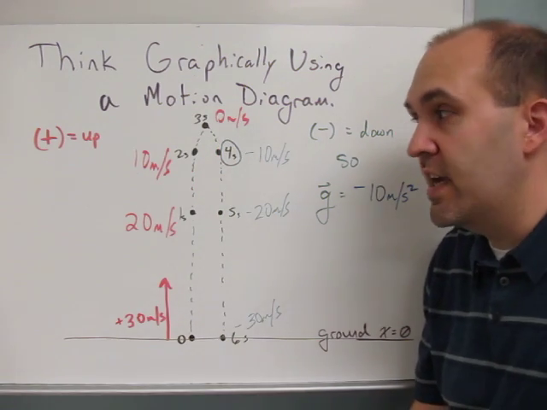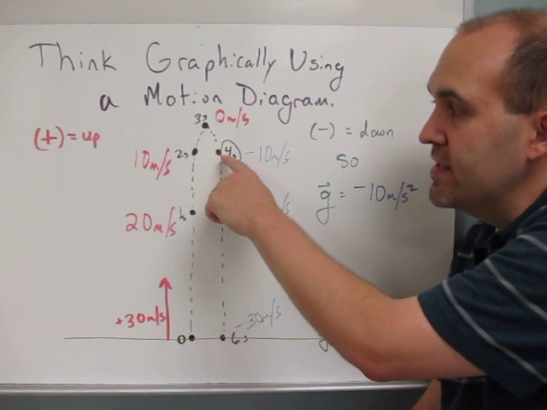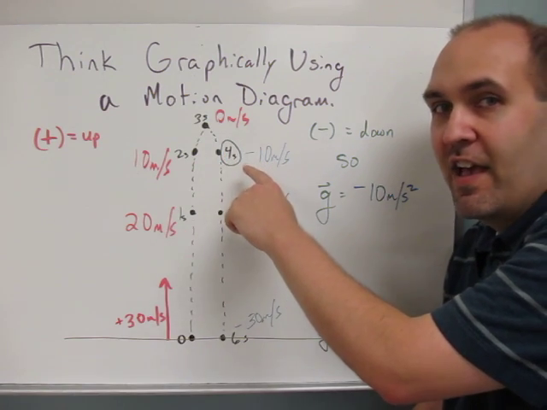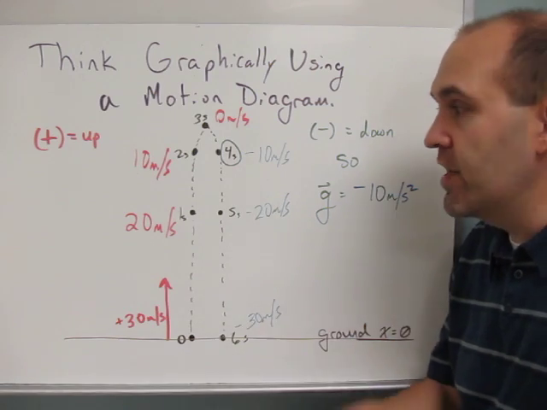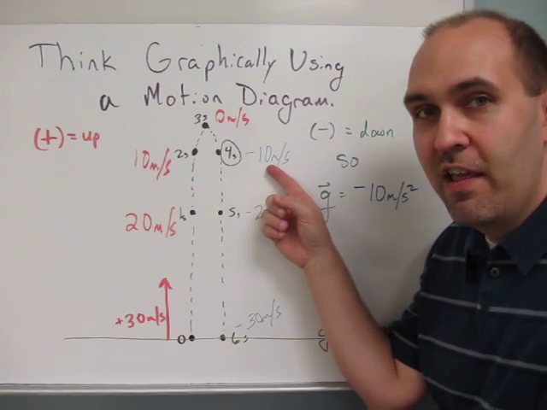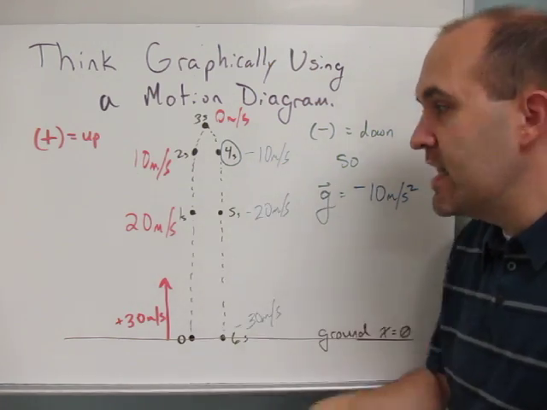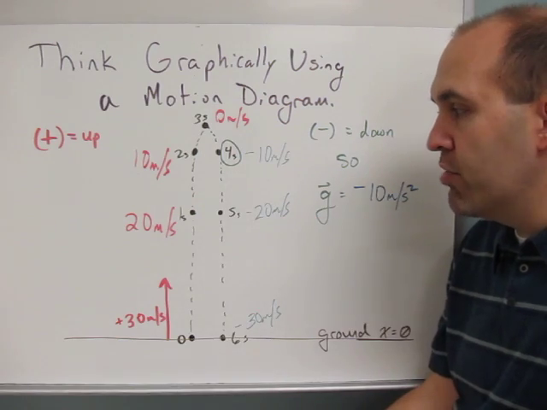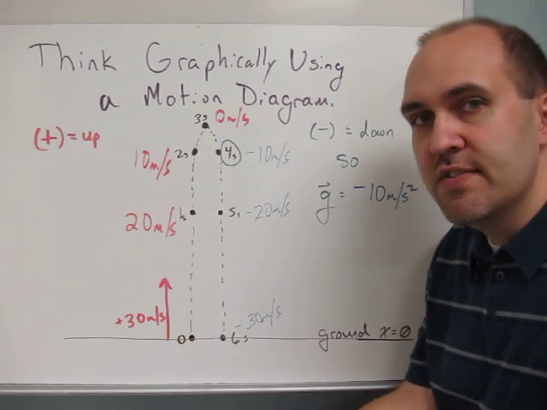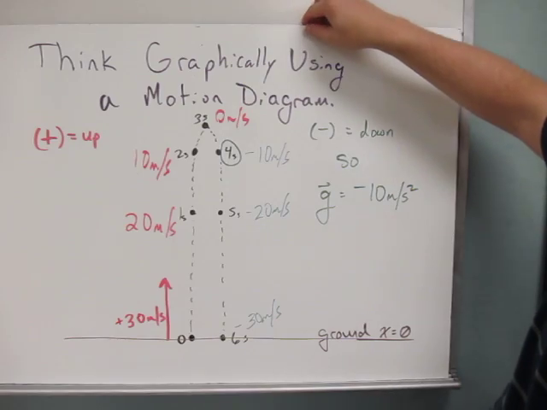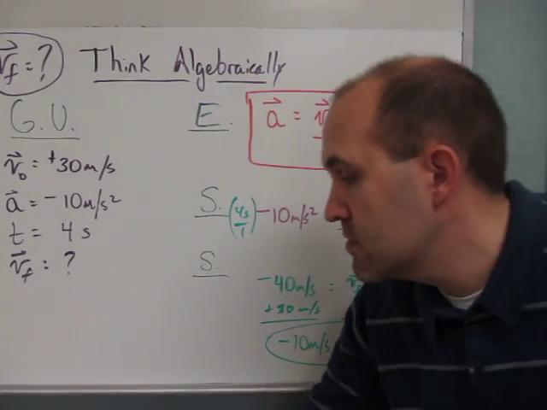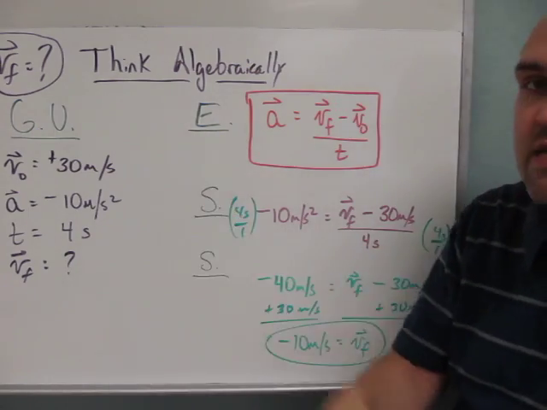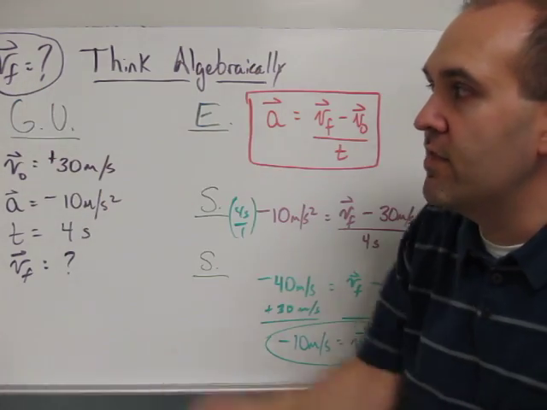Our question today is what is its velocity and its position at 4 seconds? Well, our analysis right here already told us the velocity. It's moving 10 meters per second down. So that's one way to approach it. But we can also approach the velocity another way. We can approach it algebraically and using our GUESS method. So what's the final velocity?